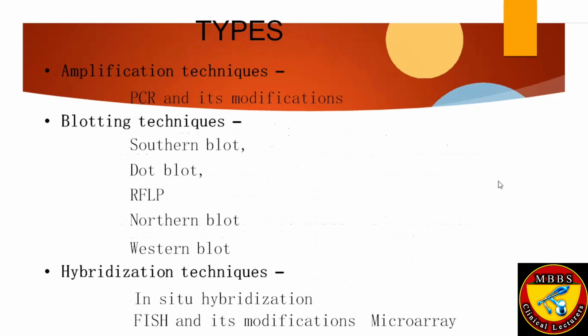So broadly, we classify these molecular techniques as amplification techniques, PCR, and its many modifications. That comes under the heading of amplification technique. Another group we call blotting techniques, in which there are the Southern blot, dot blot, RFLP, restriction fragment length polymorphism, and also Northern blot and Western blot. In hybridization techniques, there is in situ hybridization, FISH, and its modifications like microarray and other techniques. So one by one we will discuss.